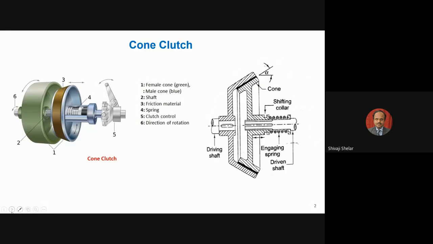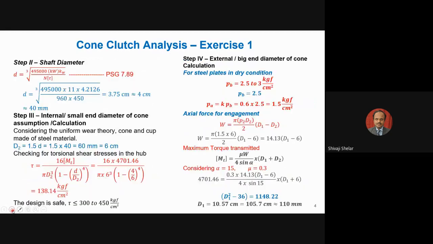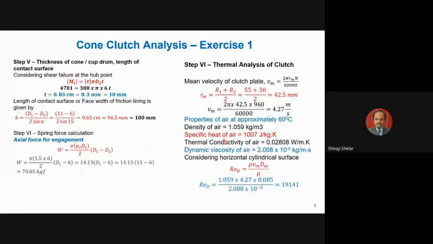These properties are available in our heat transfer data book. They are not available in the PSG data book. You have to use the heat transfer data book. If such data is asked, you can ask for the data. Properties of air at various temperatures can be used there. So I have listed the properties of air at approximately 60 degrees Celsius. Why approximately 60 degrees Celsius? Because of the boundary layer concept. We have taken the mean temperature of that boundary layer of air as around 60 degrees Celsius.